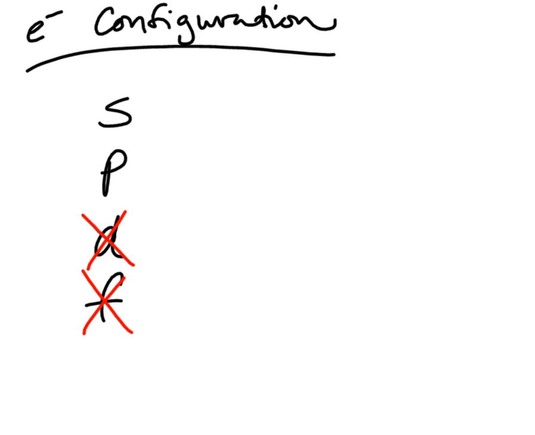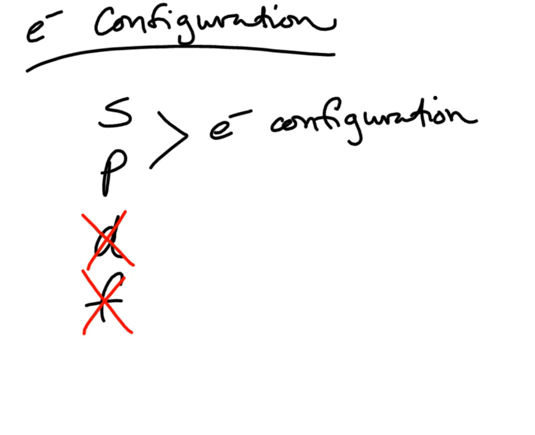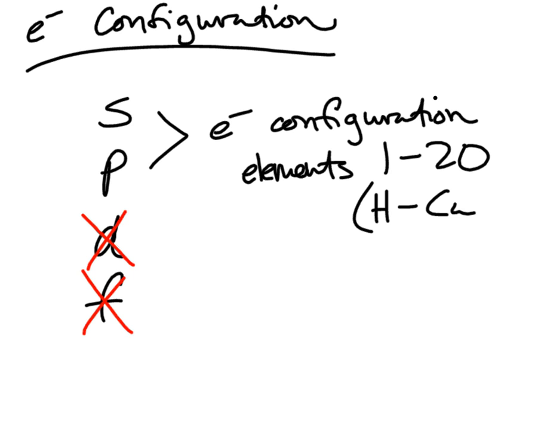We're going to concentrate on the s orbital, or the s block, and the p block, and in doing so, determining the electron configuration. This is what is expected of you. You need to know the electron configuration for elements 1 through 20, which is hydrogen through calcium. So let's go ahead and take a look at what these different blocks look like.